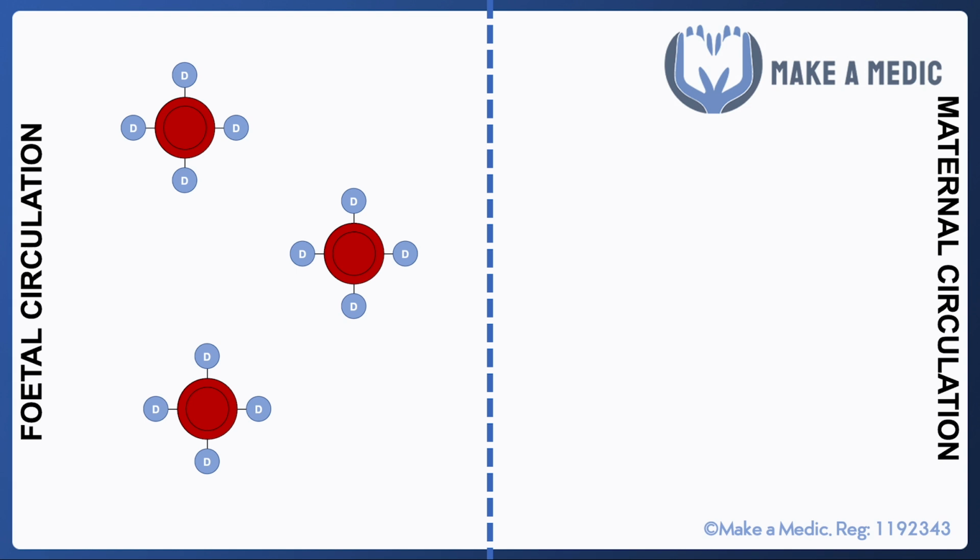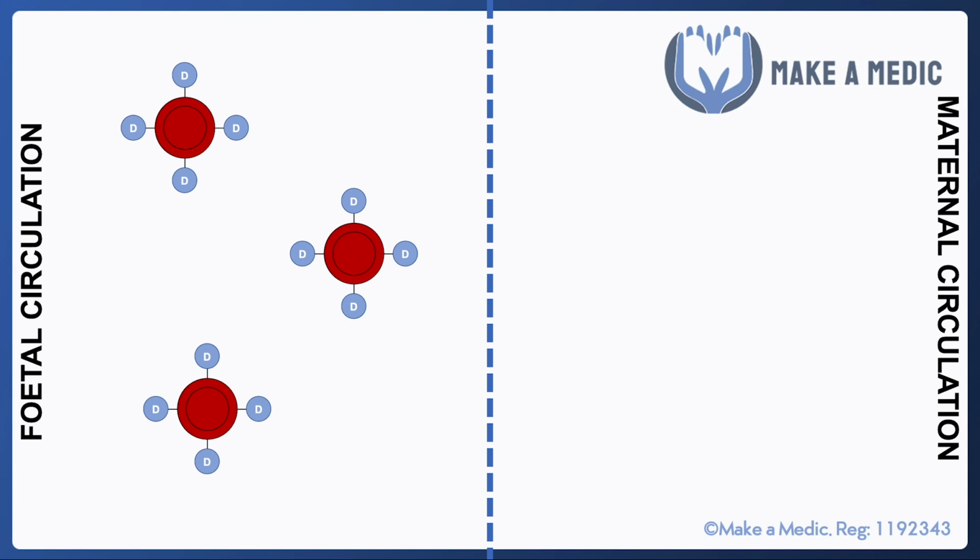Normally these should be kept separate because there is an interface that exists in the placenta. However, there are a number of reasons, which I'll come on to a bit later on, that can lead to fetal blood basically leaking into the maternal circulation.